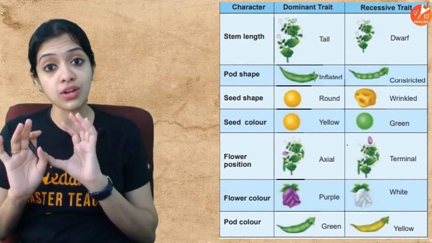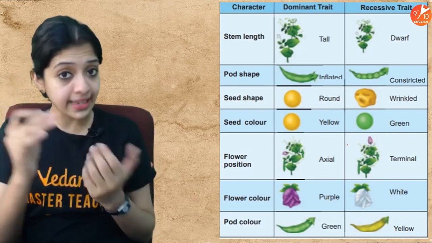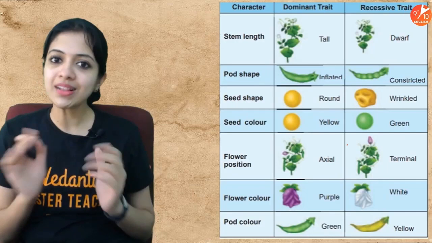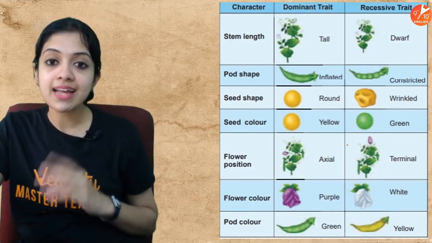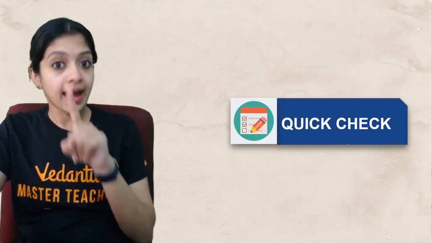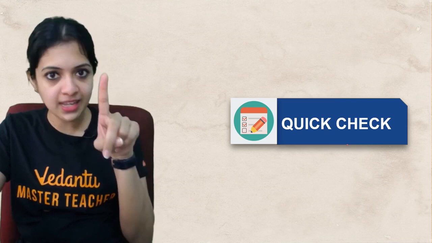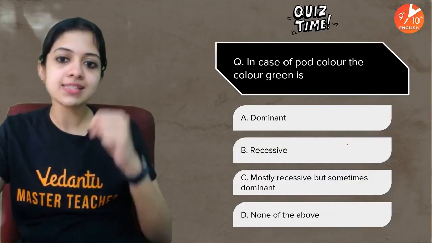But regardless of how many times he did, or whatever characters he studied in the pea plants, the results were all the same. His observations were all the same. Okay, let's understand how, what, where, why, and all that in the upcoming session. But before that, I have a couple of things to tell you. One is a quick check and one is a homework question. So stay with me and answer these questions.